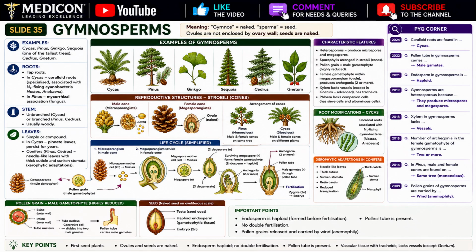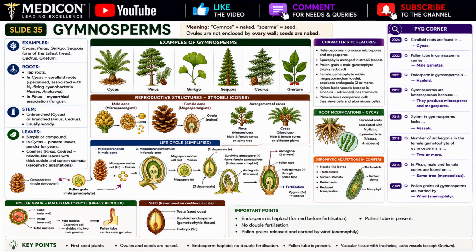The life cycle, simplified: microsporangium in the male cone, megasporangium, the ovule, in the female cone. The megaspore mother cell is diploid, and undergoes meiosis and produces haploid structures. The pollen grain is the male gametophyte, highly reduced. It has an outer wall called exine, an inner wall called intine, and the tube nucleus can be seen in the pollen grain. This is the male gametophyte of gymnosperms. The pollen tube carries male gametes.